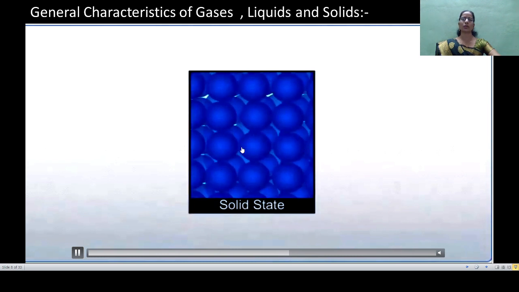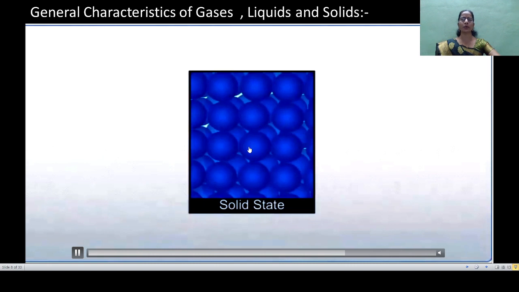Now see the vibrational motion of the constituent particles in solid state. Here you will observe that the particles are vibrating along a fixed mean position.